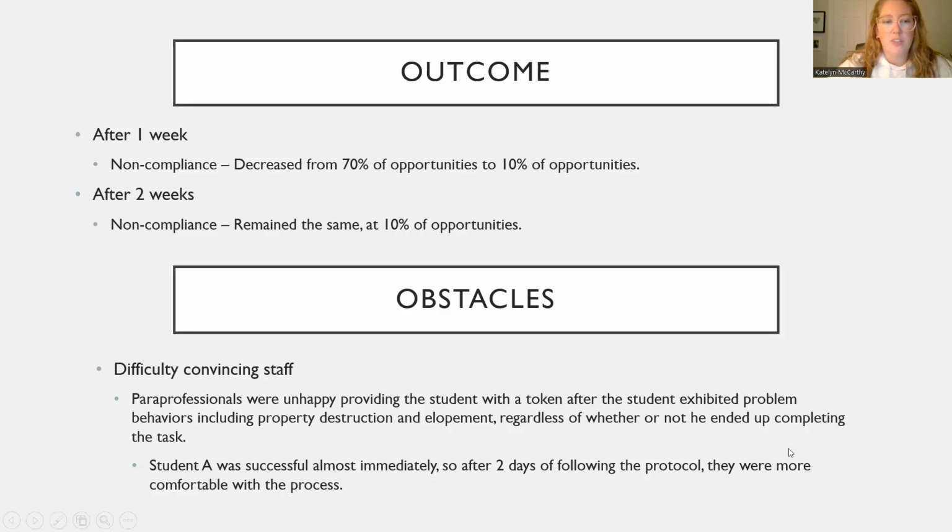Some obstacles that we faced included convincing staff. Paraprofessionals were somewhat unhappy providing student A with a token, especially after he exhibited problem behaviors, including property destruction like ripping up his paper. And sometimes he would elope from his seat to the other end of the room and refuse to come back. After things like that would happen, he would complete the task and therefore earn his token, but some of the classroom staff was upset and thought he shouldn't receive a token because he did engage in those behaviors.